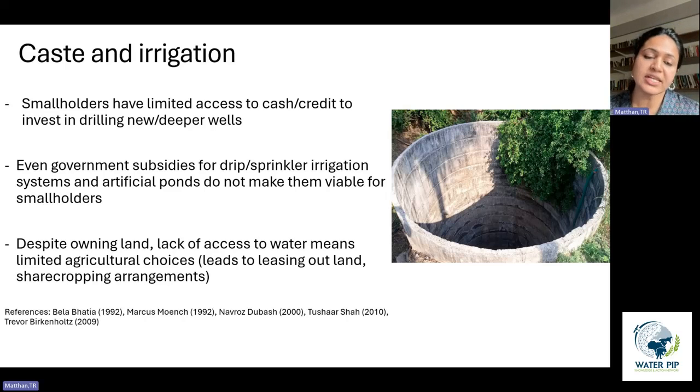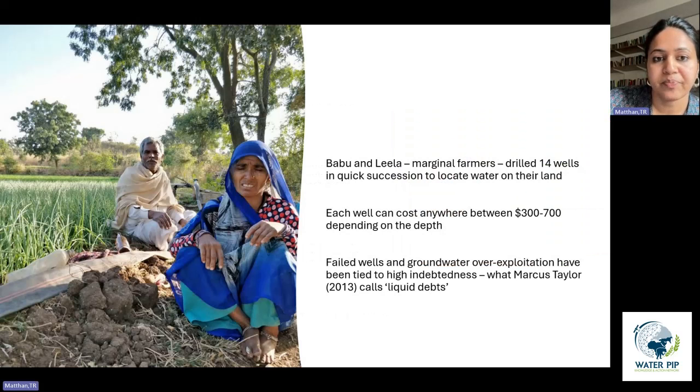And it often also leads them to lease out land in the winter season to other farmers who may have access to water, or enter into various kinds of sharecropping arrangements where they offer some of their land in exchange for perhaps half the grain through these sharecropping arrangements.